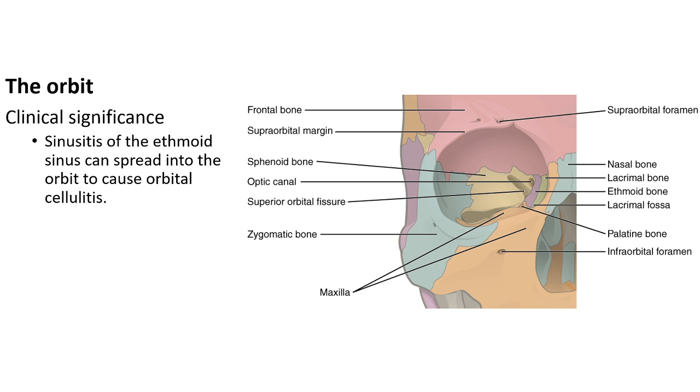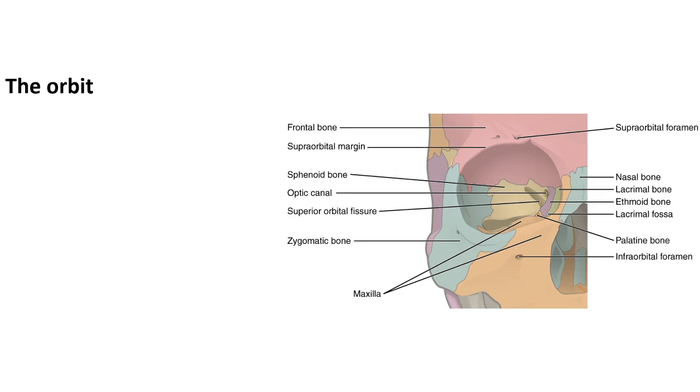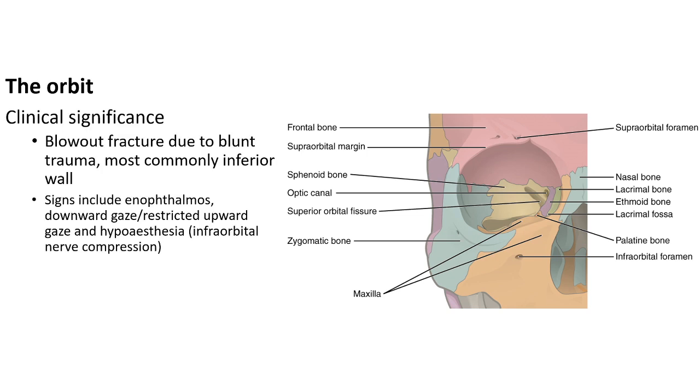Sinusitis or inflammation of the ethmoid sinus can spread into the orbit and cause orbital cellulitis, which is an ophthalmic emergency. And this is something we're going to talk about in the emergencies section. And finally, blowout fracture can occur due to blunt trauma, most commonly of the inferior wall. The signs include enophthalmos, downward gaze, and restricted upward gaze, as well as reduced sensation due to compression of the infraorbital nerve.